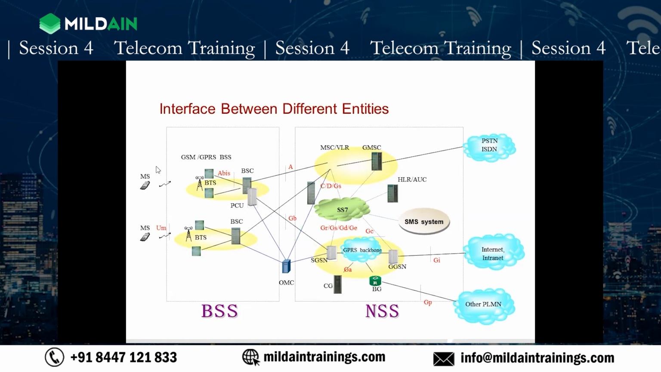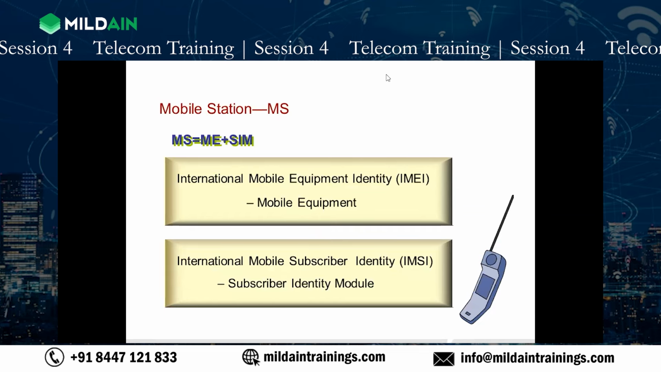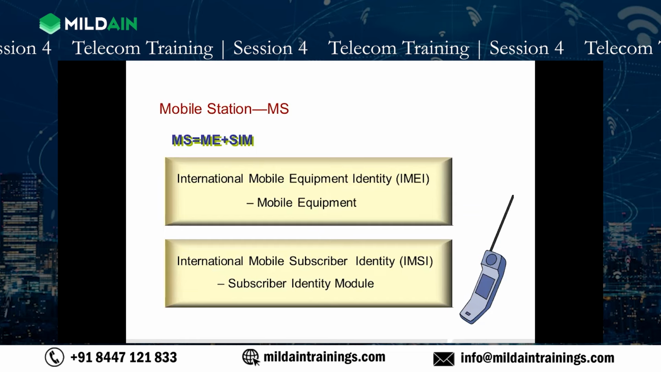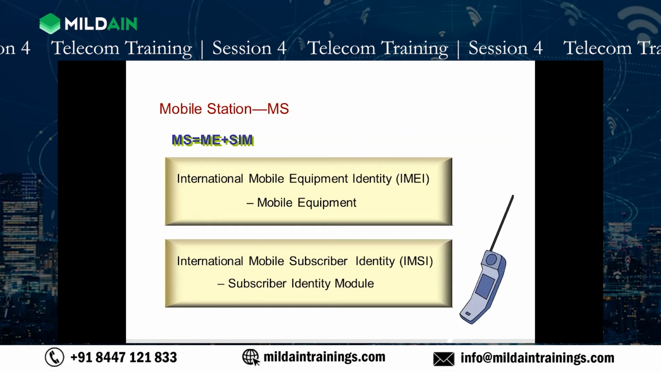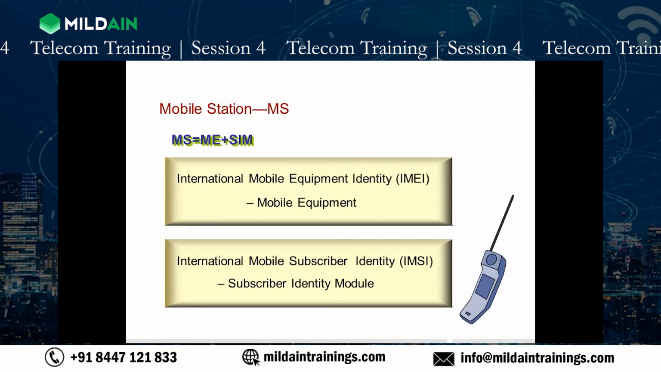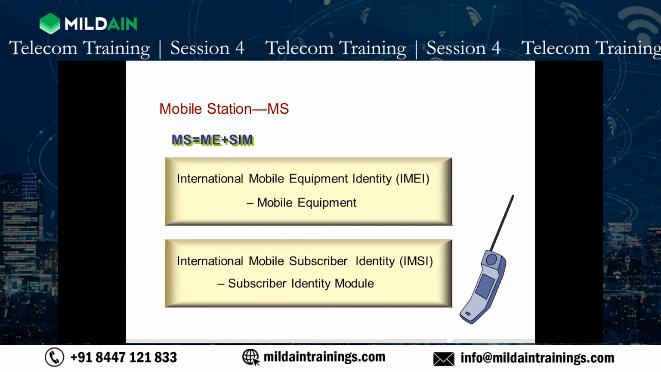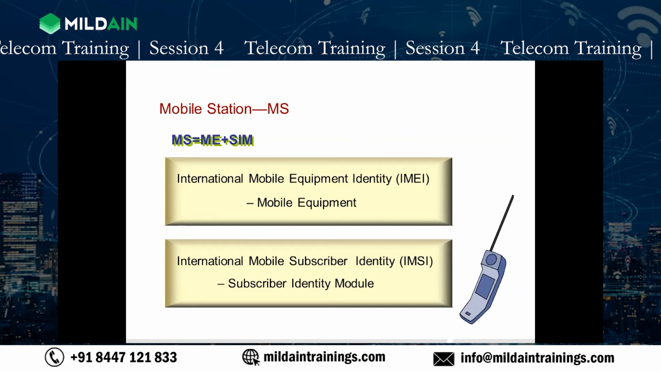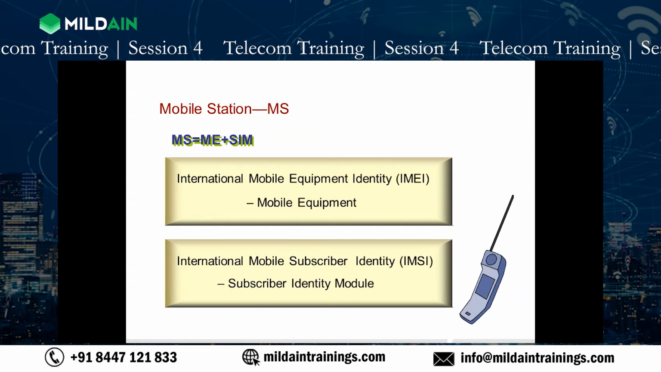Now moving on after the air interface. The SIM card, MS, mobile station, the cell phone, is called the mobile station in 2G. This mobile station contains two things, ME and SIM. ME means mobile equipment. Any cell phone has two things: the SIM card and the cell phone, the active part. That's why it is written MS equals ME plus SIM. You got this slide?